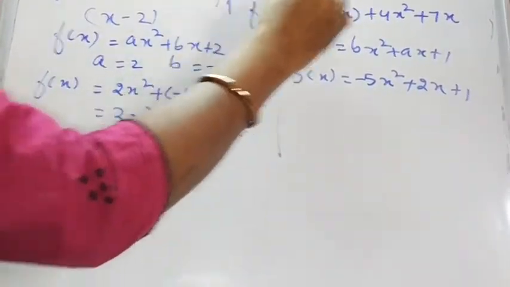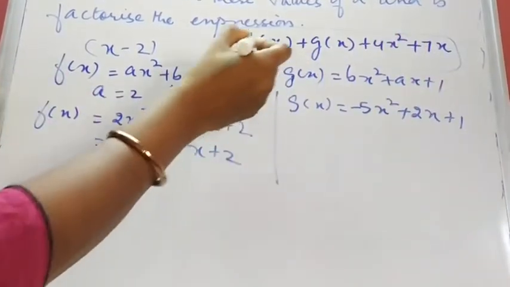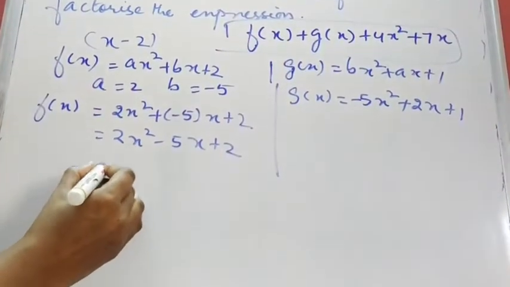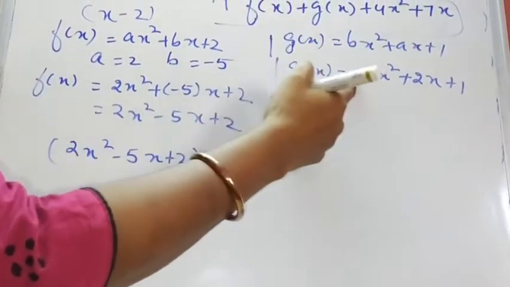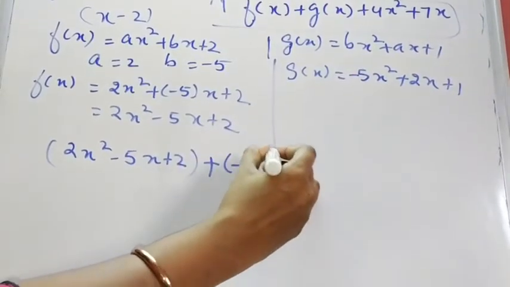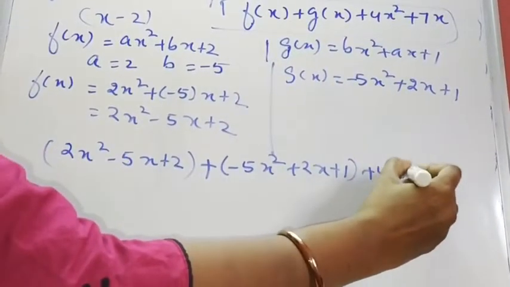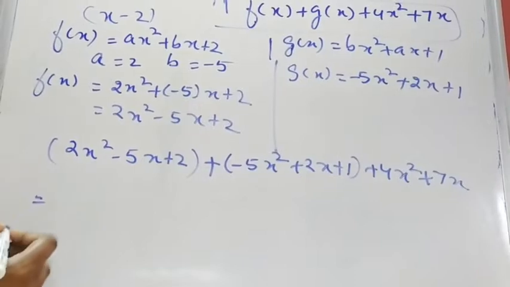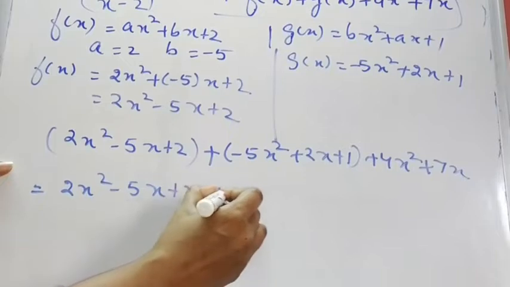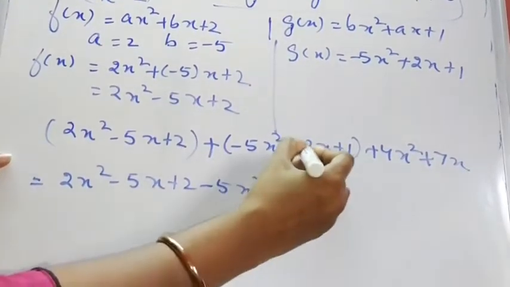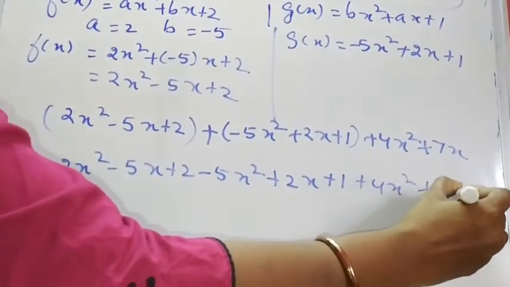The given expression in the question is f of x plus g of x plus 4x squared plus 7x. So f of x is 2x squared minus 5x plus 2, plus g of x, which is minus 5x squared plus 2x plus 1. Then we have plus 4x squared plus 7x. So, now removing the brackets, we get 2x squared minus 5x plus 2 minus 5x squared plus 2x plus 1 plus 4x squared plus 7x.